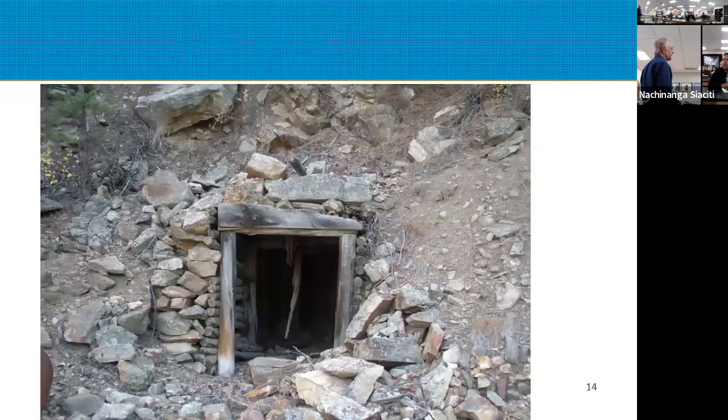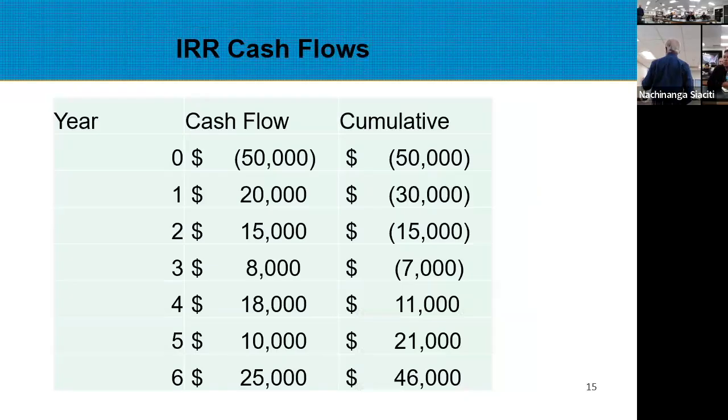Let's say somebody comes up to you and says, hey, I got a great deal, a great investment in a mine. Well, this mine's a little questionable, but we'll take a look at it anyway. So he comes to you and says, I only want you to invest $50,000. And then I'll pay you these payments, 20,000, 15,000, 8,000, etc., for the next 6 years.